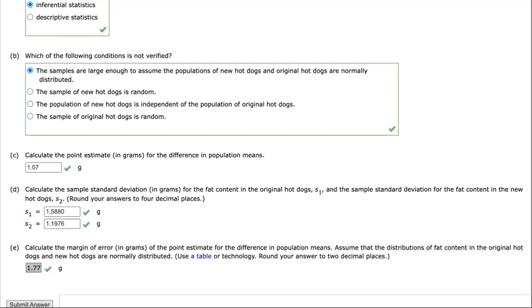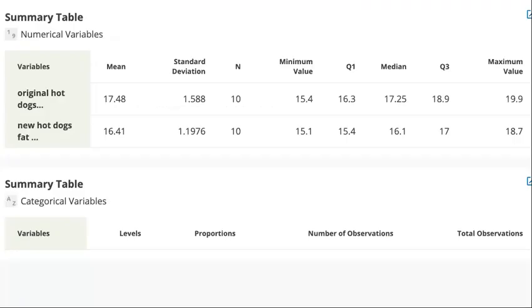In part C here, they asked us for the point estimate in grams for the difference in population mean. And over here, we see that the mean of the original hot dogs is 17.48. For the new hot dogs is 16.41. So what is the difference between the means? Well, the difference between the means is simply 17.48 minus 16.41, which is equal to 1.07.